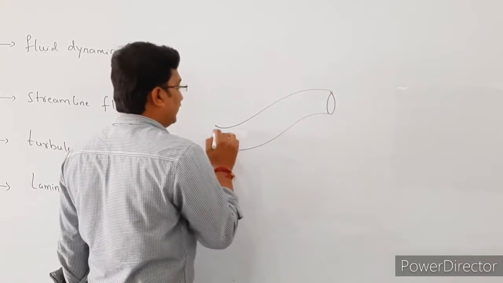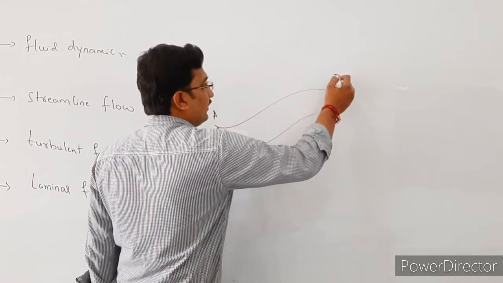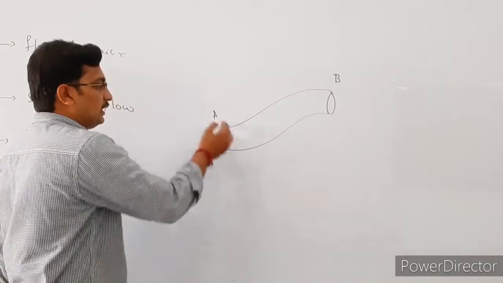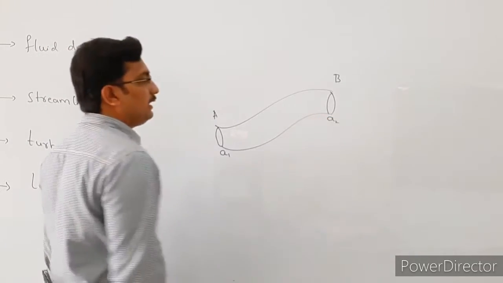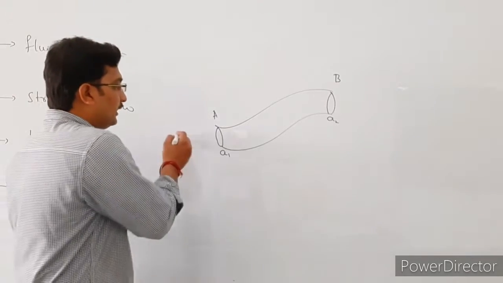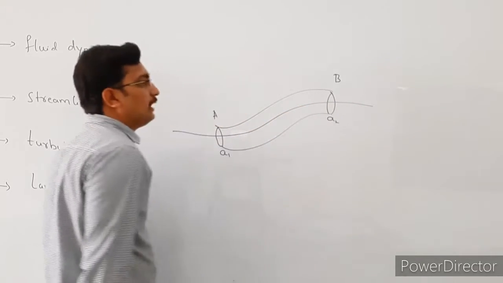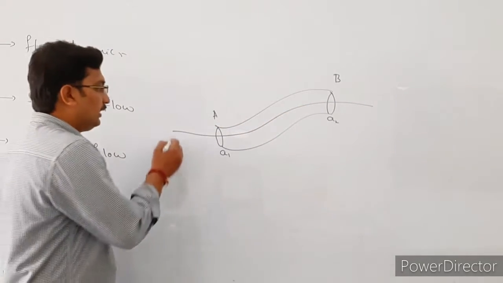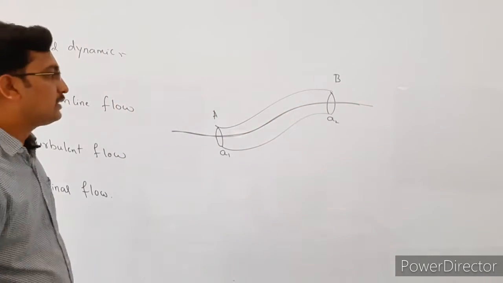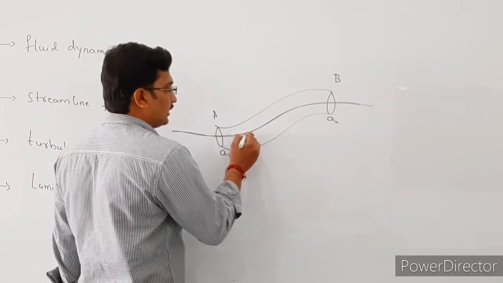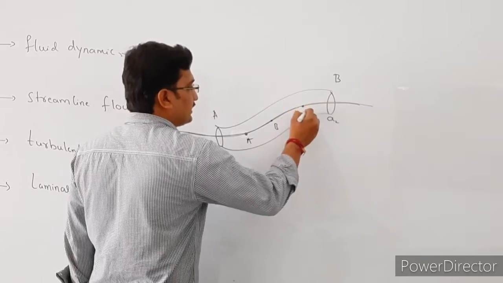Consider this is a bent tube. This is the first phase of the tube and this is the second phase of the tube. The area of the first phase is A1, and the area of the second phase, B, is A2. The liquid or fluid enters at point A and exits at point B. In this case we consider some points: this is point A, this is point B, and this is point C.